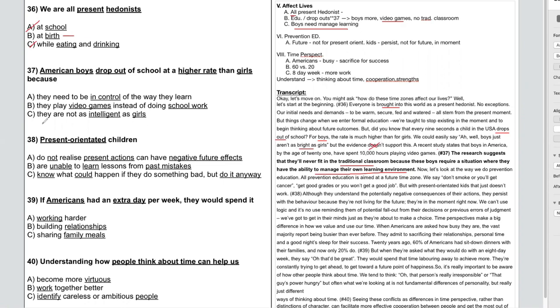So this means that even though number C is sort of included in this phrase here, the speaker immediately says that is not the case. So if we're listening along, writing our notes, and reading our keywords, we could eliminate C as the first option. Then we go on to read, a recent study states that boys in America by the age of 21 have spent 10,000 hours playing video games. This corresponds to B in a way, because this statement doesn't necessarily say that boys are playing video games instead of doing schoolwork. So B is actually not the case as per the transcript. So we can also eliminate B.